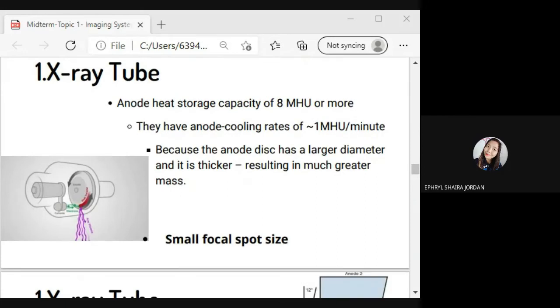X-ray tubes in CT also are very large as compared to the conventional X-ray tube. The X-ray tube of CT is larger or bigger. In fact, they usually have an anode heat storage capacity of 8 mega heat units or more. And also they have anode cooling rates of approximately 1 mega heat unit per minute. So very fast cooling rate of the anode. And because the anode disk has a larger diameter and is thicker, this results in much greater mass, so it is heavier.